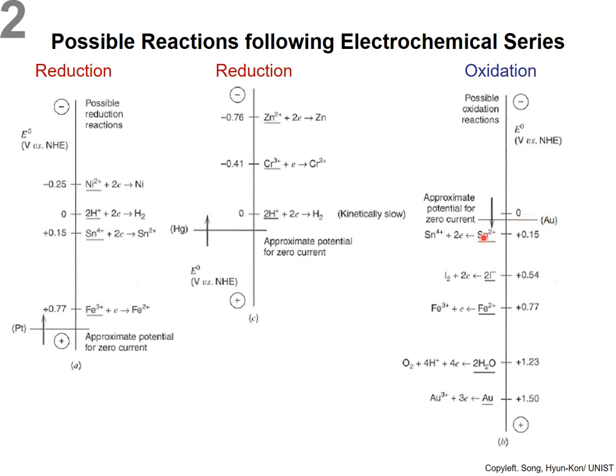The first one we can meet is tin 2+ to tin 4+. Again, tin 2+ oxidation at plus 0.15 volt. And then iodide is oxidized. Then Fe 2+ is oxidized. And around 1.23 volt, the water solvent is oxidized into oxygen. Then we go to gold to gold 3+ at plus 1.5 volt. So each species has its own reduction potential, and around that potential, you can find the Faraday current responsible for each electrochemistry.